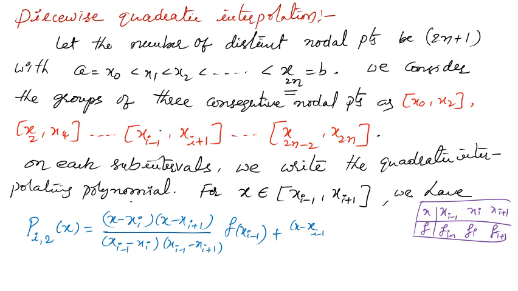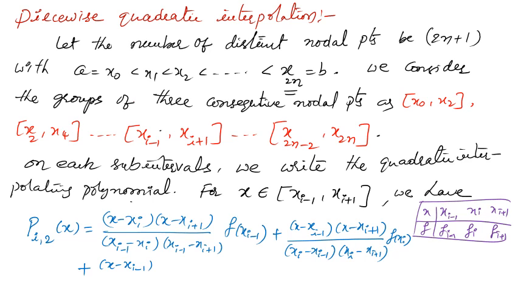Delete the difference x minus xi and write the remaining two differences, and in the denominator replace x by xi minus xi plus 1, and multiply by f of xi. Plus the last one: delete the difference x minus xi plus 1 and write the remaining two differences, and in the denominator replace x by xi plus 1 minus xi, into f of xi plus 1.